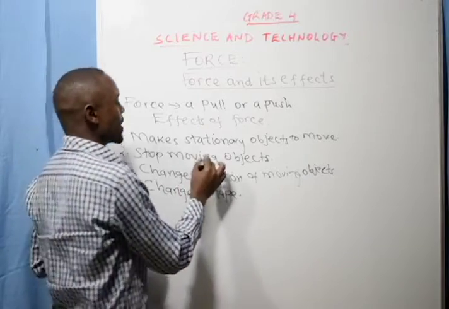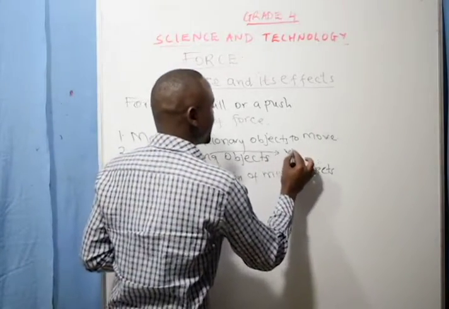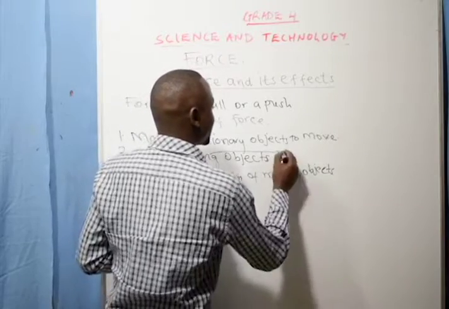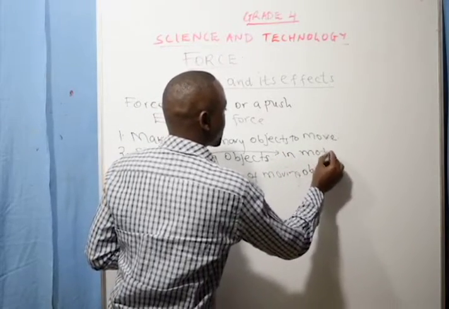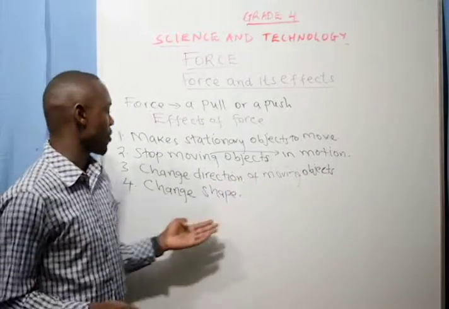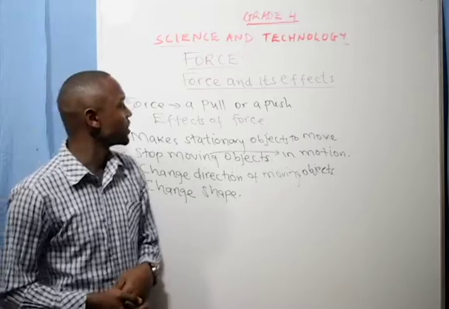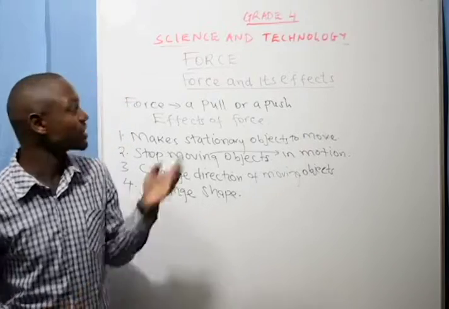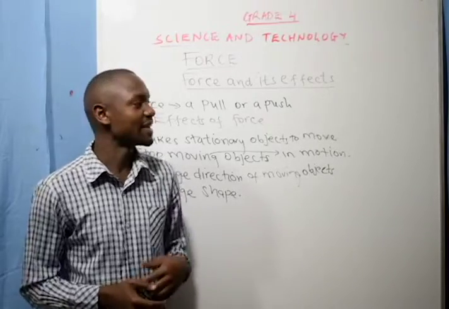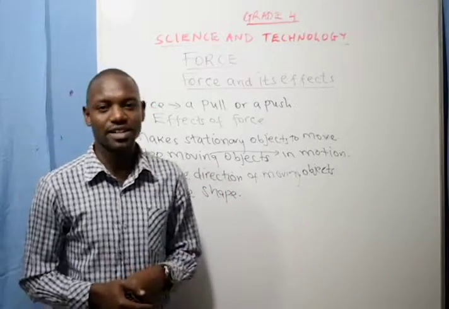When an object is moving, you say it is in motion. A moving object is in motion. Force can change the direction of a moving object, and it can also change the shape of an object. Those are the four effects of force in our daily lives. So those are the main effects of force.